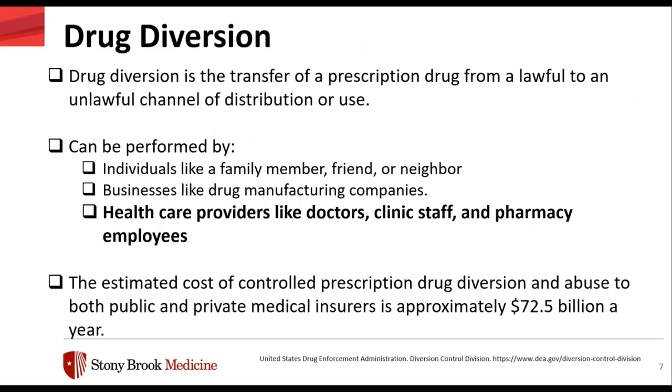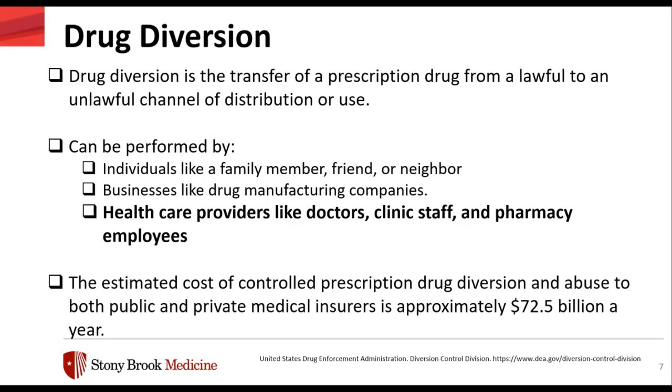And what is drug diversion? Drug diversion is the transfer of a prescription drug from a lawful to an unlawful channel of distribution or use. Drug diversion can occur with any type of prescription medication. It doesn't have to be a controlled substance, but for the sake of this presentation, we're going to be focusing on controlled substances, namely opioid medications. Drug diversion can occur by individuals like family members, friends, or neighbors. It can occur through businesses like drug manufacturing companies, and it can also occur in healthcare with doctors, nurses, clinic staff, as well as pharmacy employees.